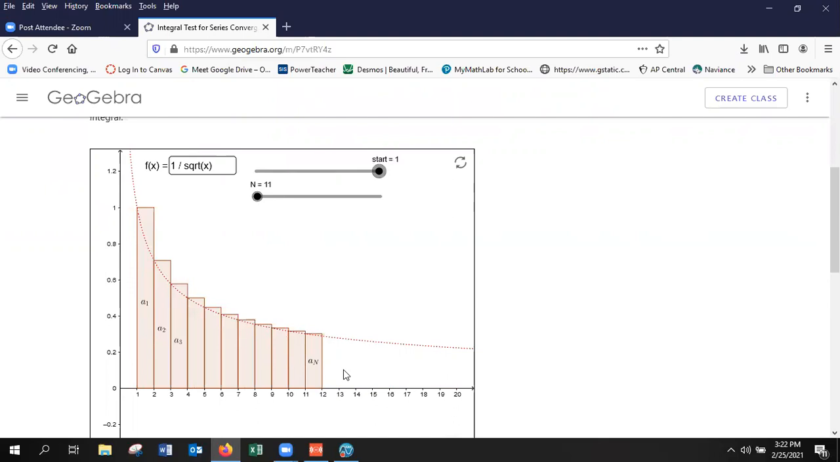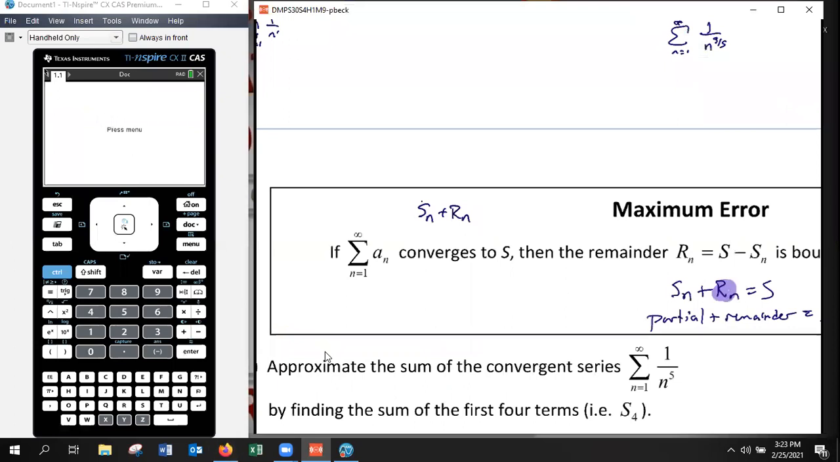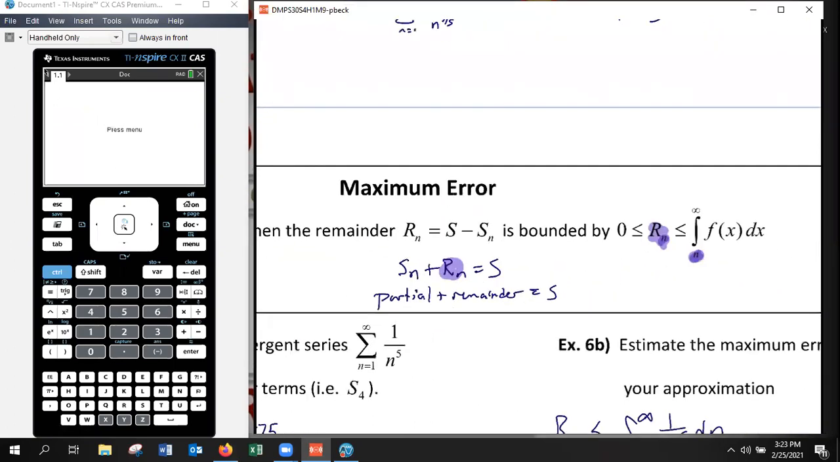So the sum plus the remainder is going to equal the overall sum. Now that remainder, and this is where I was going with it, is going to be smaller than the integral from that 11th term on. So going back, this is where I probably need to write it down more. Where the sum plus remainder is the overall sum, that remainder is going to be smaller than the integral from that nth term on. Hopefully you caught that and you saw all of that together.